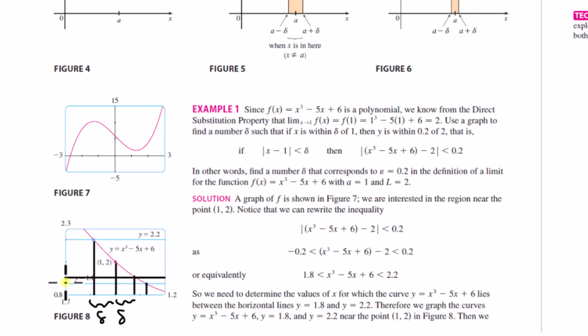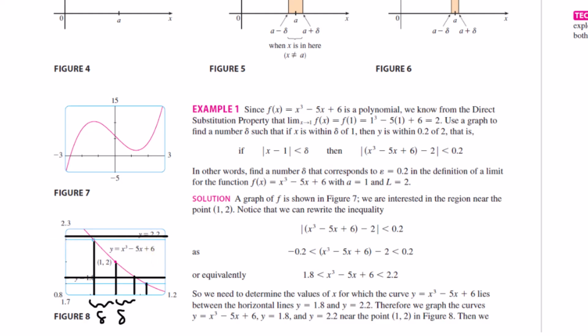But okay, this answers the question. With delta equal to 0.08, the question is answered. If you're 0.08 units from 1 on either side of 1, then the outputs of the function are going to be within 0.2 of the limit value L equal to 2. But if you increased delta any more past 0.08, then you would go past 0.2. The epsilon would go past 0.2 because this top line would go up a little bit.